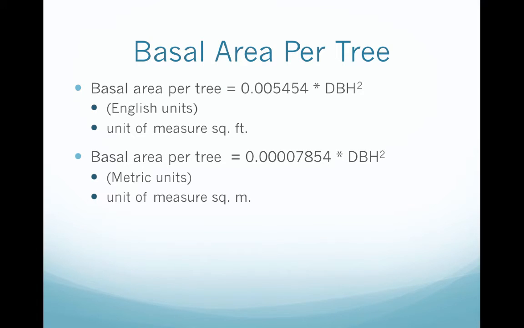So basal area per tree. Hopefully this number has been ingrained in you from other classes: 0.05454. This is how you calculate basal area per tree: 0.05454 times your DBH squared. So if you measure your DBH in the field, square it, and multiply it by this number, you get your basal area per tree. And your unit of measurement is square feet. You can also do this if you have metric: 0.007854 times DBH squared. This again gets your basal area per tree in square meters.